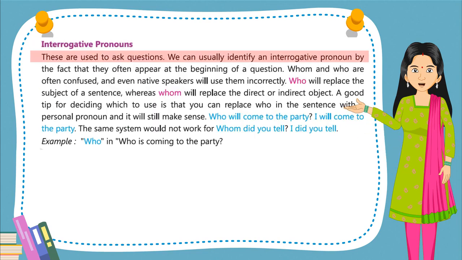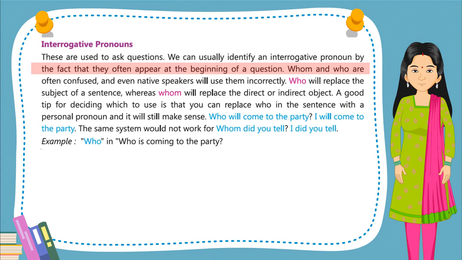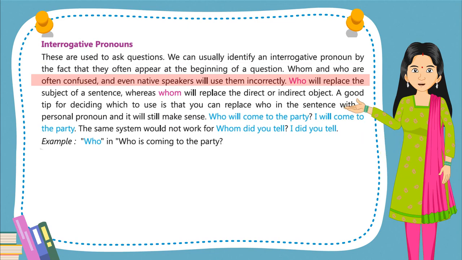Interrogative pronouns. These are used to ask questions. We can usually identify an interrogative pronoun by the fact that they often appear at the beginning of a question. Whom and who are often confused, and even native speakers will use them incorrectly. Who will replace the subject of a sentence, whereas whom will replace the direct or indirect object. A good tip for deciding which to use is that you can replace "who" in the sentence with a personal pronoun and it will still make sense.